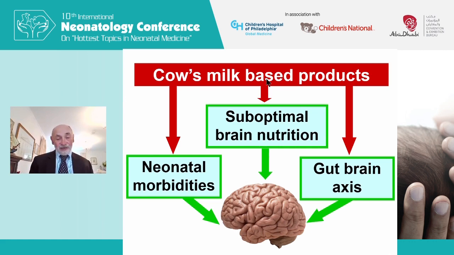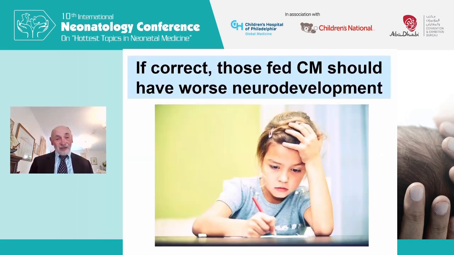Cow's milk products may provide suboptimal levels of certain brain nutrients, such as sphingomyelin and cholesterol, and also may derange the gut flora, which could theoretically adversely affect the brain through the gut-brain axis. But that is the theory. If that theory is correct, then those babies who are fed on cow's milk should have worse neurodevelopment.